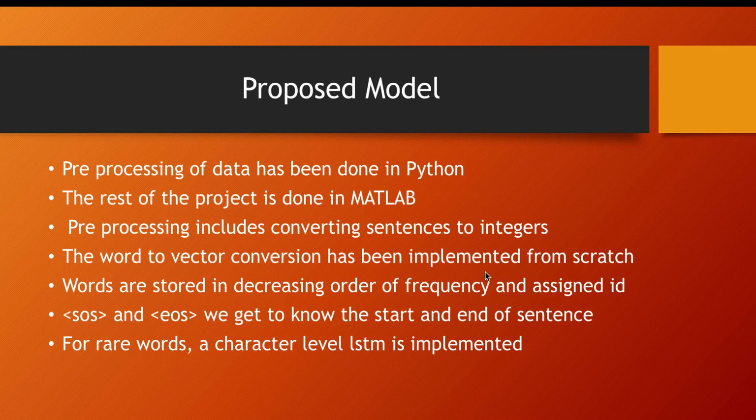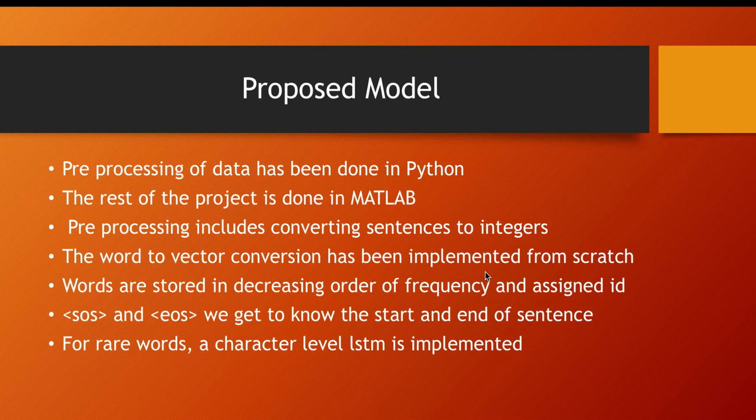So pre-processing includes converting sentences to integers. We know that the neural network would accept input in the form of only numbers. It cannot accept sentences. So first of all, we have to convert it into integers. And the word to vector conversion has been implemented from scratch.